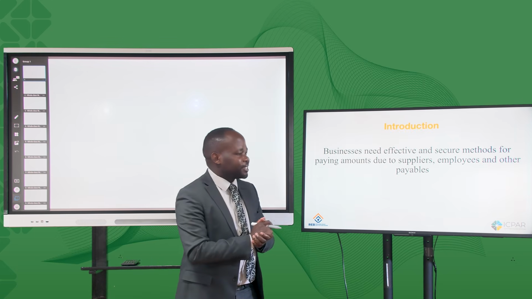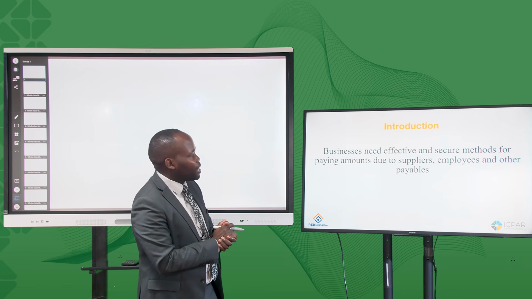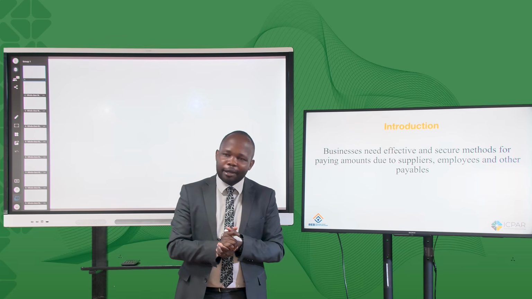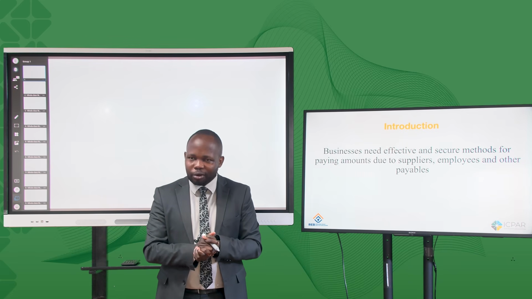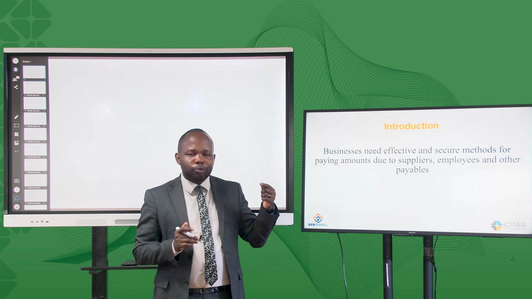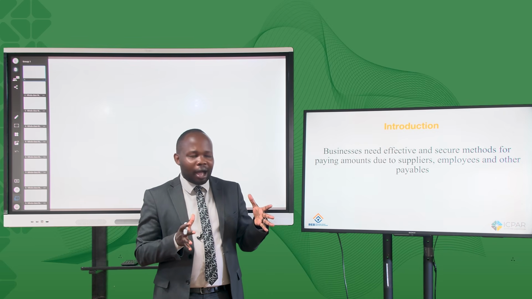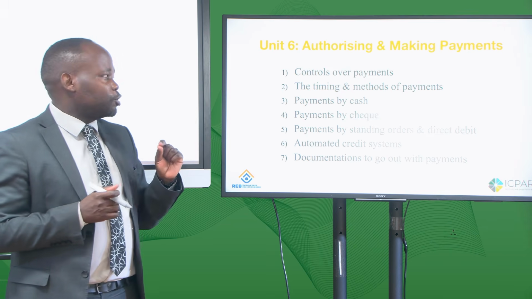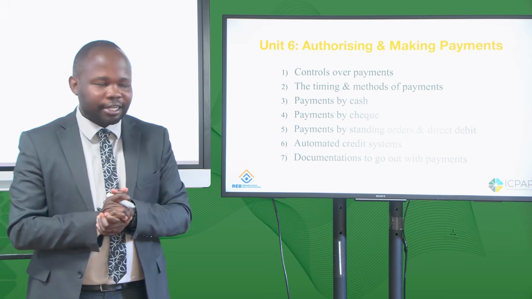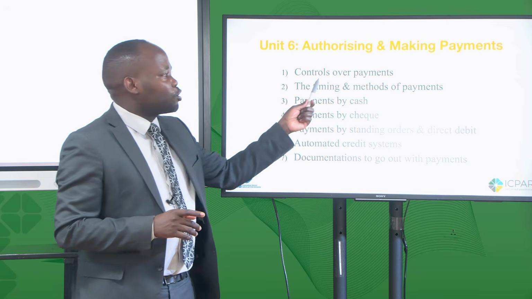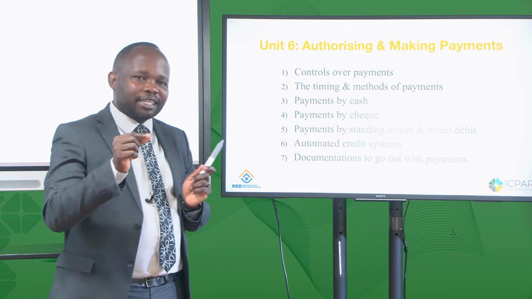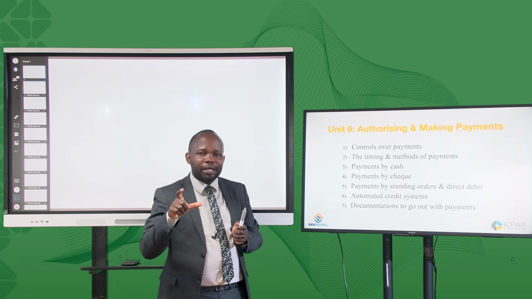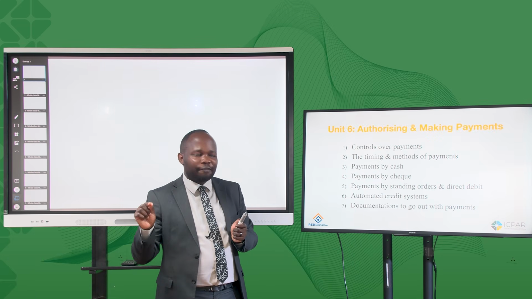Now, businesses need effective and secure methods for making payments due to suppliers, employees, and other payables. So how do we need to put in control? How should we control what is being paid? In this unit, we are going to focus on 7 areas. Number 1, we look at controls over payments. Payment is a sensitive activity within the business which can be misused and lead to fraud.